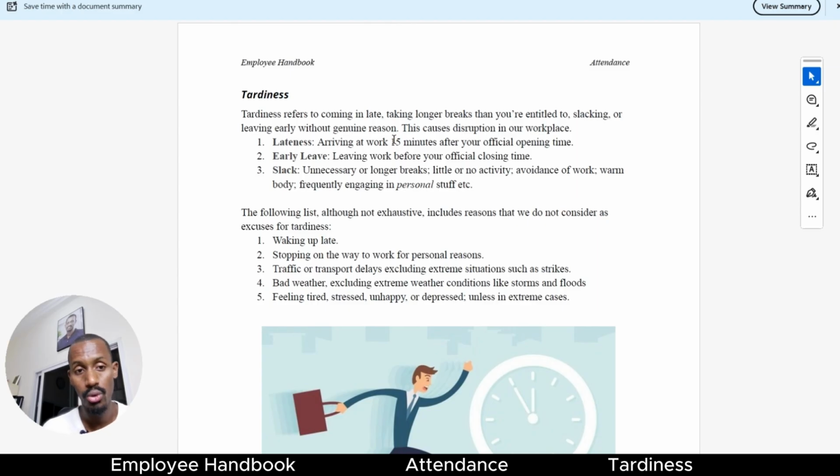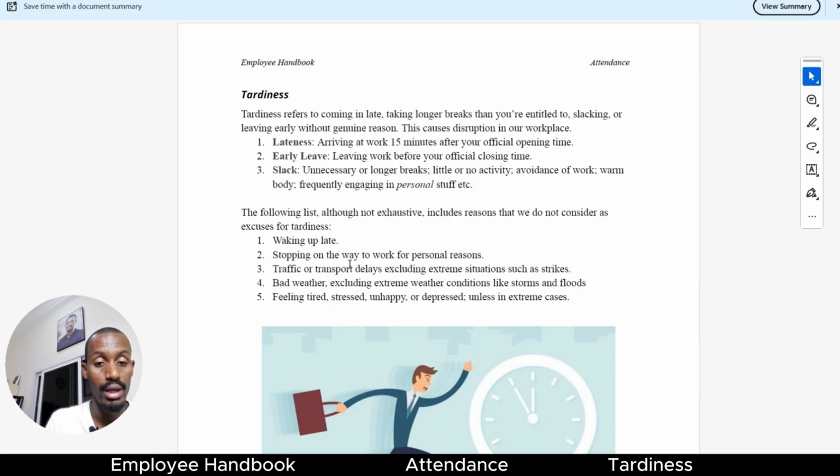All right. So remember, tardiness, slacking, it means you come to work, but you are not doing your best. Remember, in our core values, do your best. The following list, although not exhaustive, includes the reasons that we do not consider as excuses for tardiness. Like, you come to work late and you say, well, today I woke up late. Okay, we will not accept that.